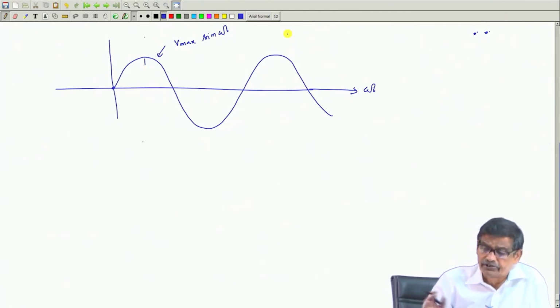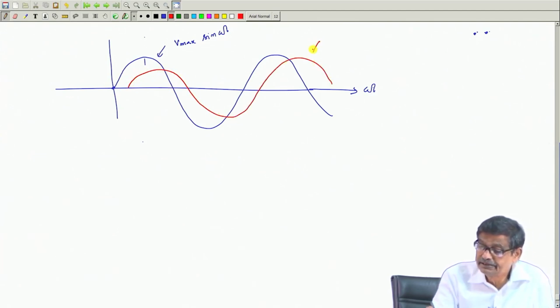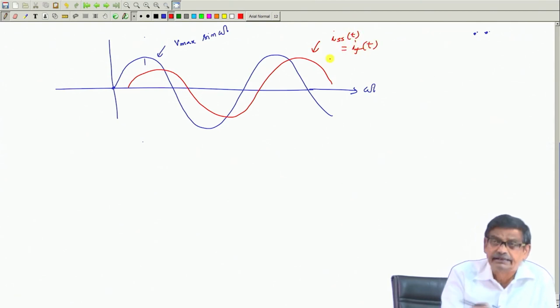But what I know for certain is that the steady state current will be doing like this. This I can draw. The red one is the steady state component, I_SS, which is equal to the forcing function response. I just did this last time.